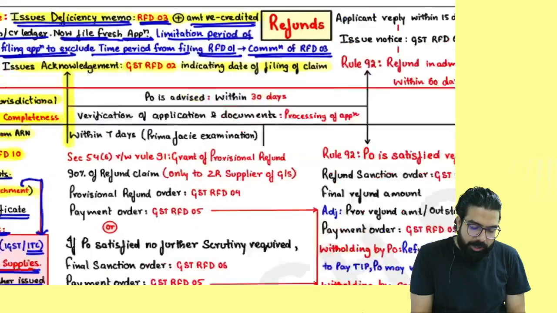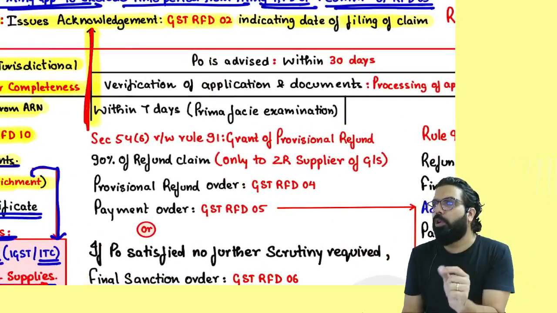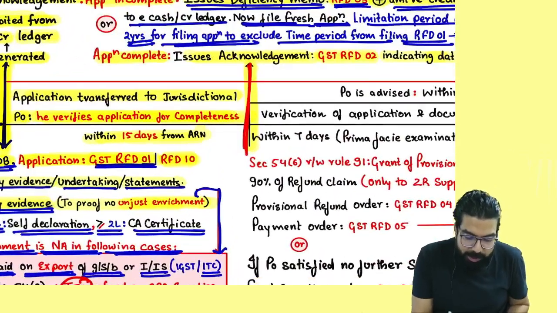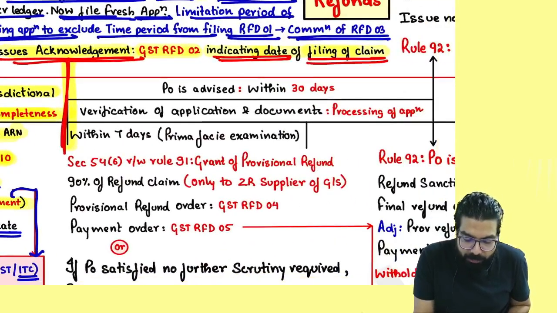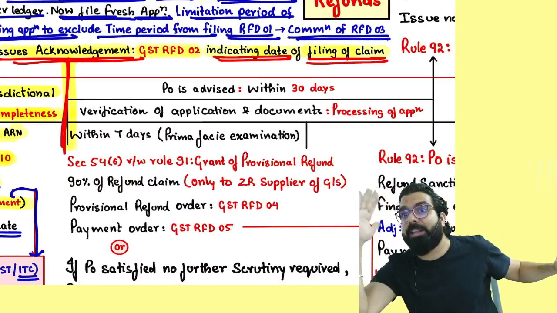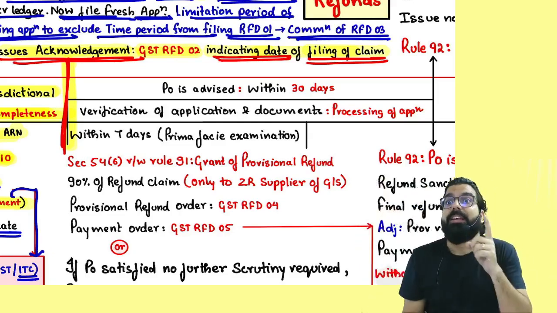Everyone over here now, listen. My application was complete. Officer went ahead and people, you know why? The acknowledgement they will always write. When they issue the acknowledgement, they will always indicate the date of filing, because from the day you filed the application, your money should come in your bank account within 60 days.